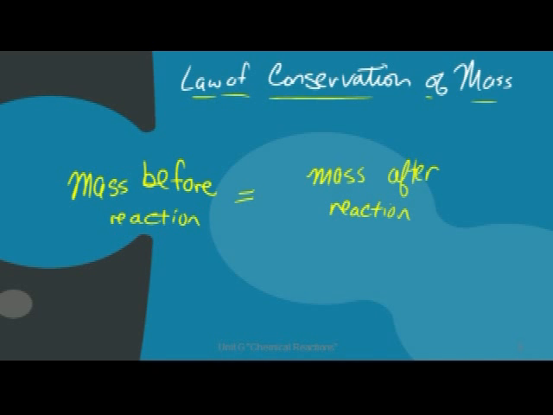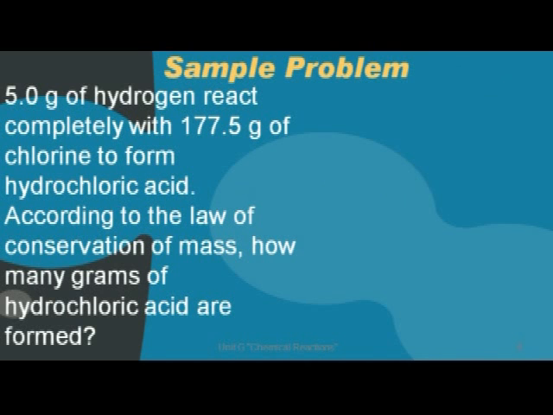Let's look at an example. On the screen is an example from the textbook. It says 5 grams of hydrogen react completely with 177.5 grams of chlorine to form hydrochloric acid. According to the law of conservation of mass, how many grams of hydrochloric acid are formed?